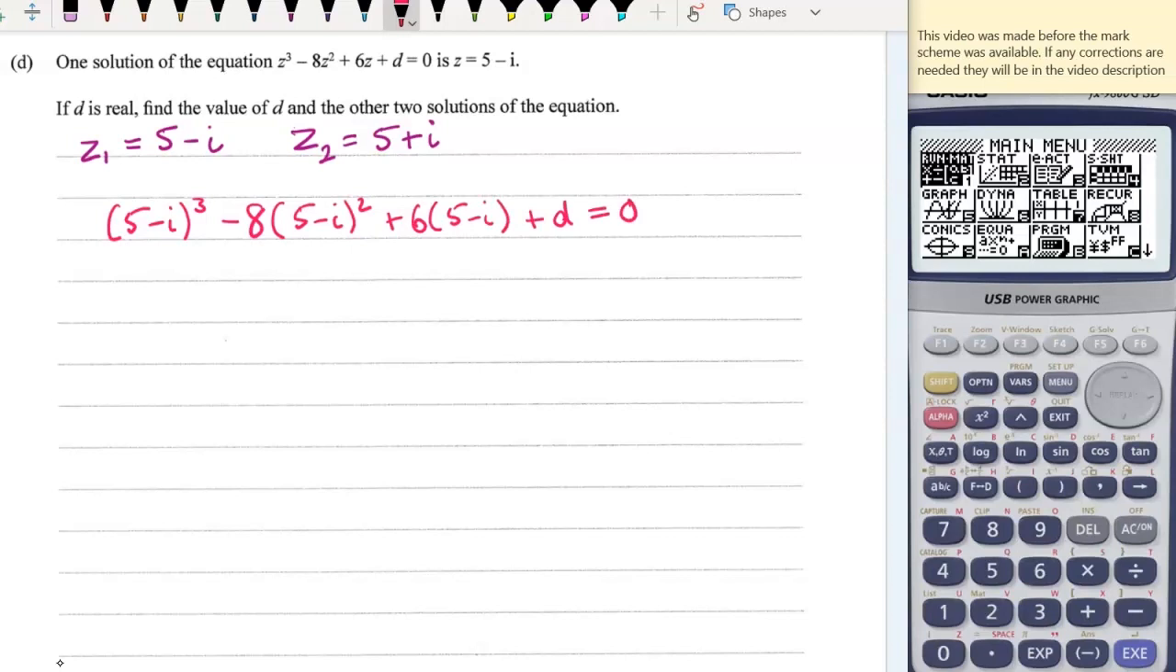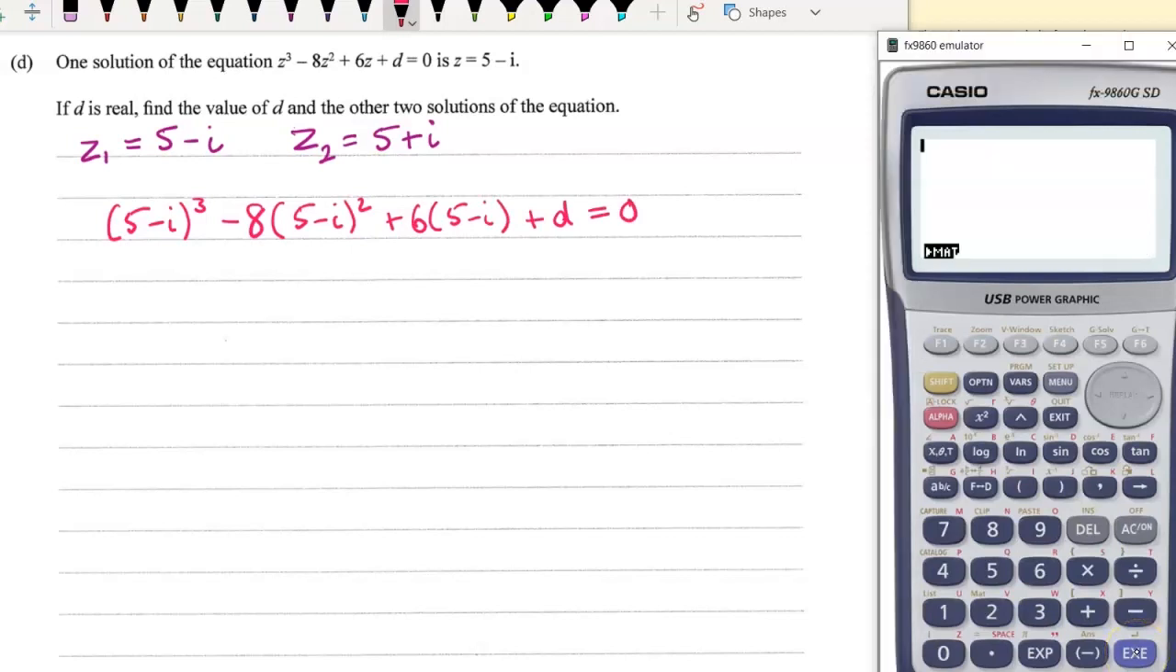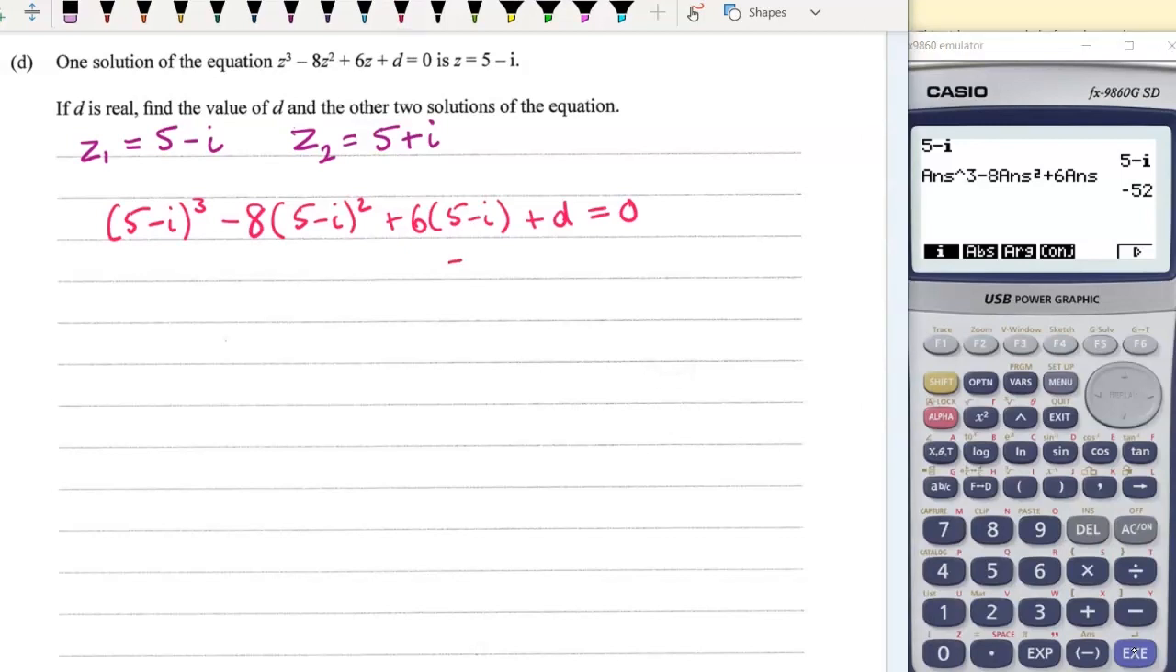So now over to my calculator, I am going to save myself a bit of work by putting this in as 5 minus i, and pop that in as my answer. Okay, now we're going answer cubed minus 8 times it squared plus 6 times it, like this. So we have minus 52 plus d equals 0, therefore d is 52. Now we can use that to find the third root.